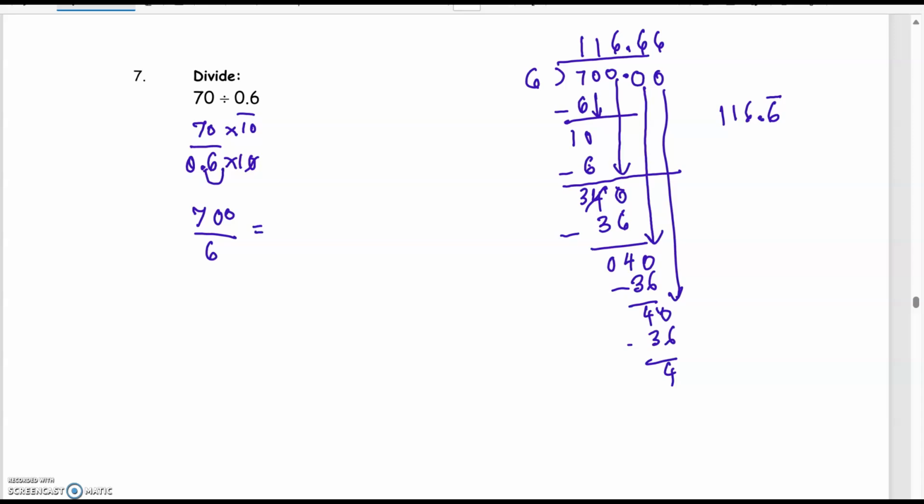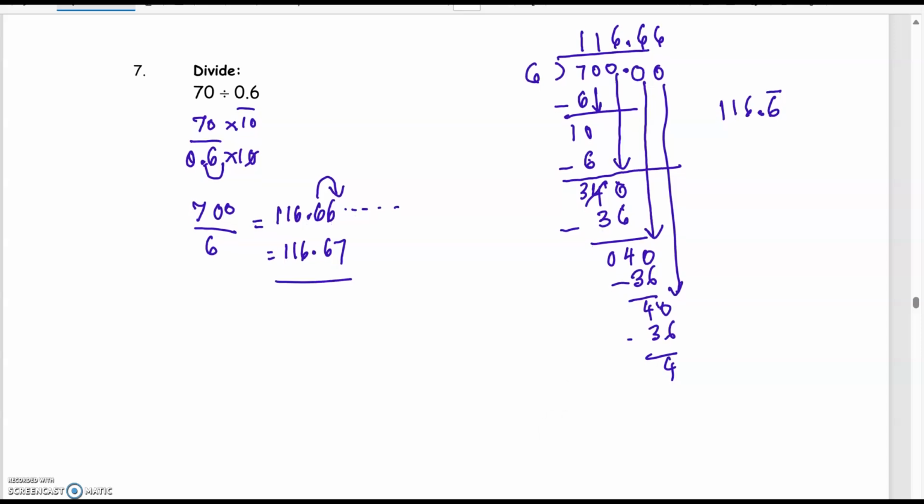So if you take 700 and divide by 6, it'll be 116.66, and it keeps going on and on. If you have to round it, it'll be 116.67, because the next number is a 6 and we add 1 when we round it to that place value.